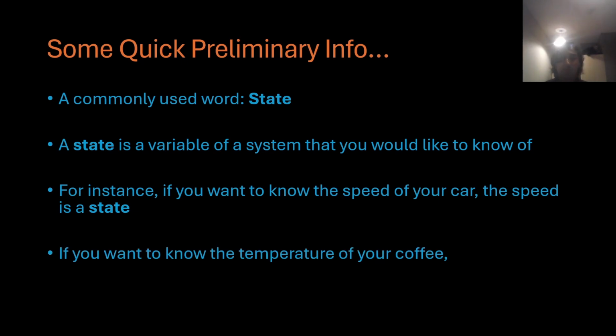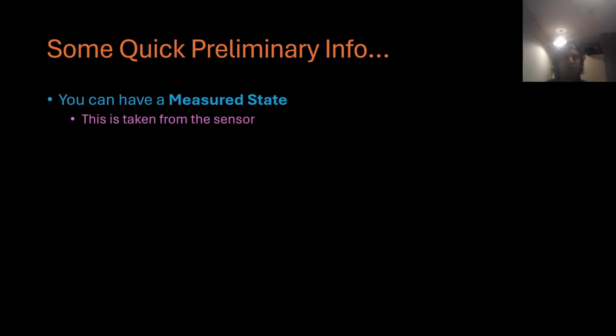Again, if you would like to know the temperature of your coffee, the temperature is a state, or the volume of the liquid, or the concentration of the coffee. Again, they are variables of a system. They are all states. Now, it's important to understand what kind of state we are dealing with. Now, you can have a measured state. Now, measured states are taken directly from a sensor.